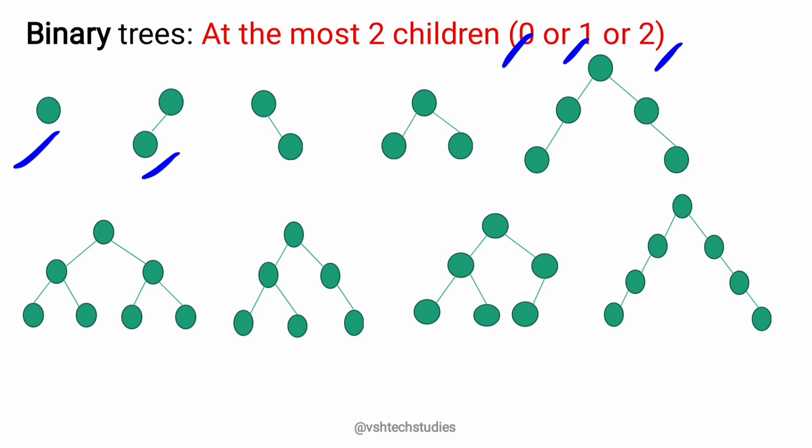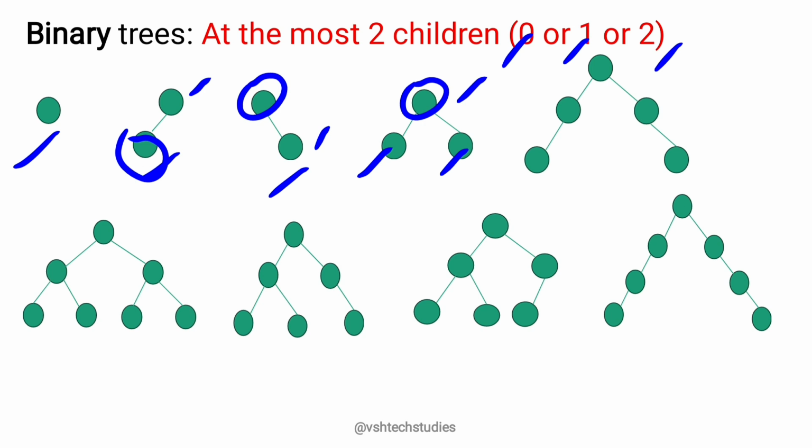This is another binary tree because this node has one child. So this is also another binary tree because this node has one child. So this is a binary tree because this node has at the max 1 to 2 children, and these nodes have 0 children. And this tree is a binary tree because this node has 1, 2 children. This node has only one child. This node has only one child.